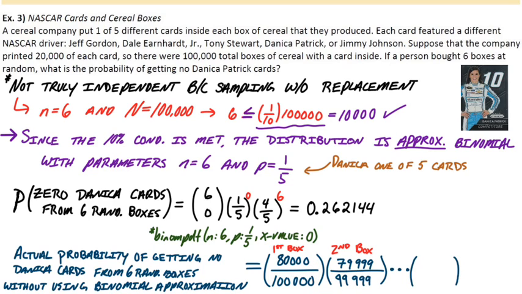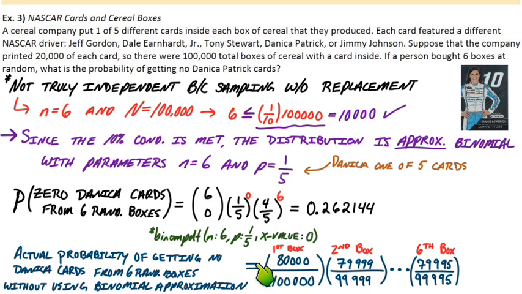And then we get a little bit lazy. That's okay. First box, second box, eat a few more boxes all the way down to the 6th box where we have 99,995 boxes of cereal left to choose from and 79,995 non-Danica cards left. So this would be the true probability.